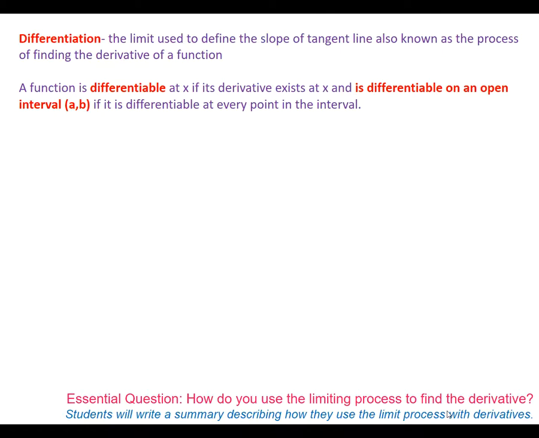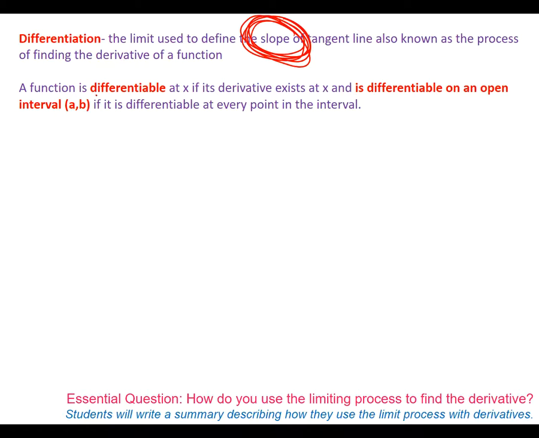The differentiation is the limit. It's used to define the slope of the tangent line, also known as the process of finding the derivative. Okay? This thing right here. That right there. Derivative is the slope. Okay? On the morning of the AP test, we go out and we take a picture. And I ask you for the picture, what's the derivative? This is the answer right there. So there's the first question on the AP test day. Okay? What's the derivative?